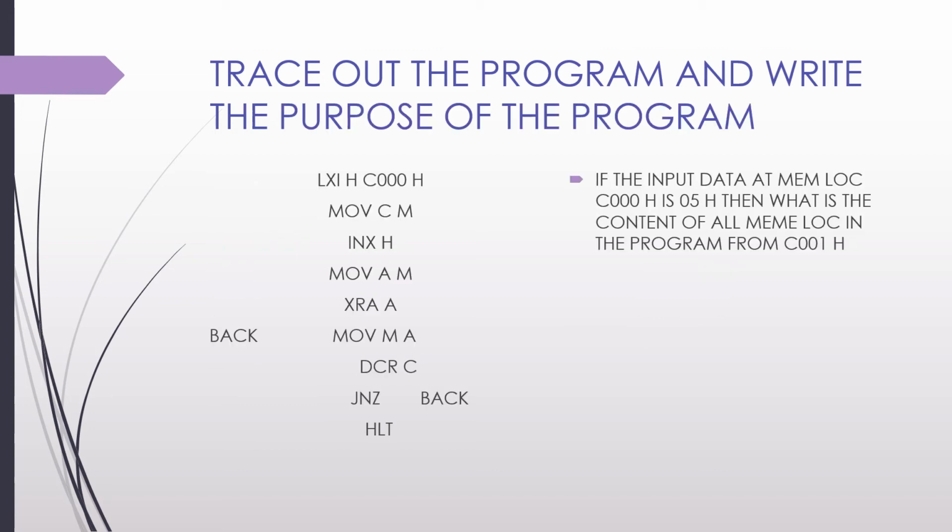There is another program like this to trace out and write the purpose of the program. So when you are writing the purpose of the program, you have to consider this as an example: if the input data at memory location C000 is 05H, when you are tracing this program, let us consider that at C000 we have data as 05. Considering that, what will be the meaning of this program? You need to tell us, and also what is the content of all memory locations in the program from C001H till what? That also you need to understand here.